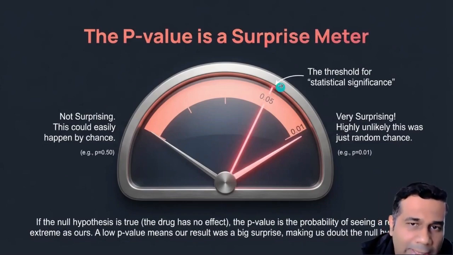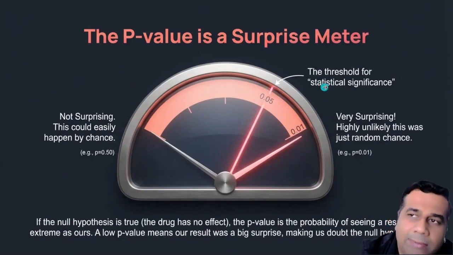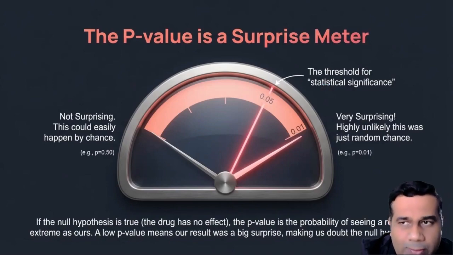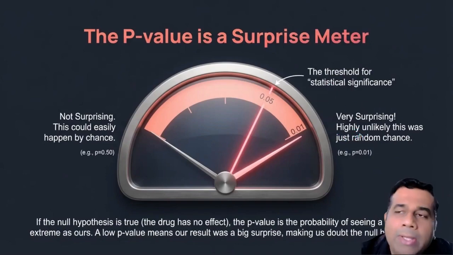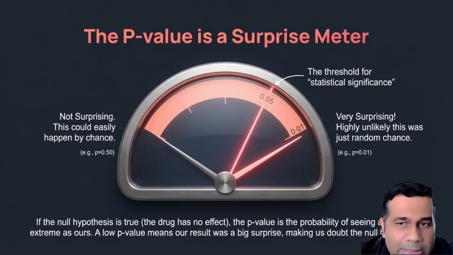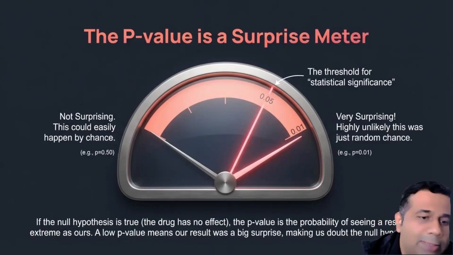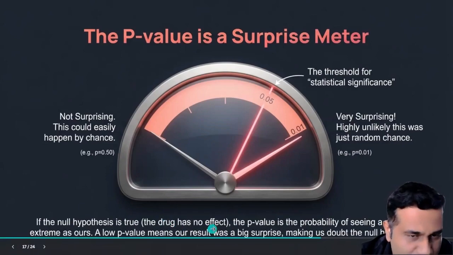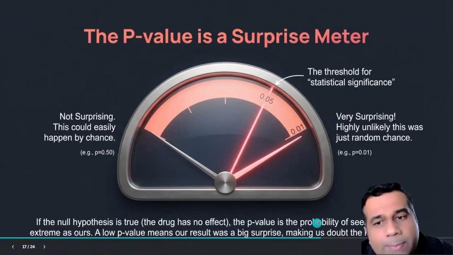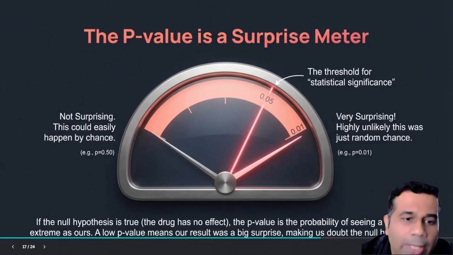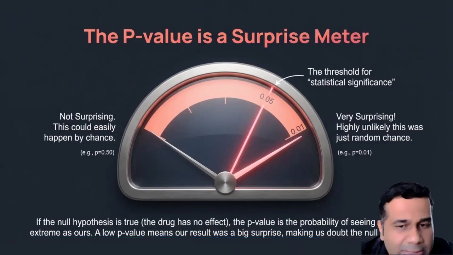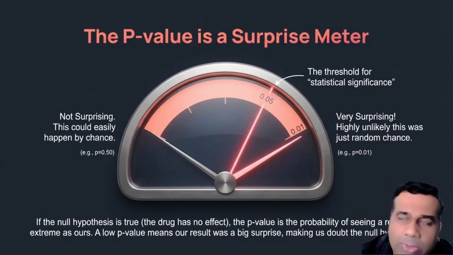Now, if we reach the threshold of p-value significance, that is 0.05, and it crosses that threshold going down below it, we go toward the other end. If the p-value is 0.01, we can confidently say our findings are really surprising. It is highly unlikely that this was just random chance. There is something really amazing regarding this particular drug. If the null hypothesis is true and the drug has no effect, the p-value is the probability of seeing a result as extreme as ours. A low p-value means our result was a big surprise, making us doubt the null hypothesis. So that's the idea regarding the p-value.